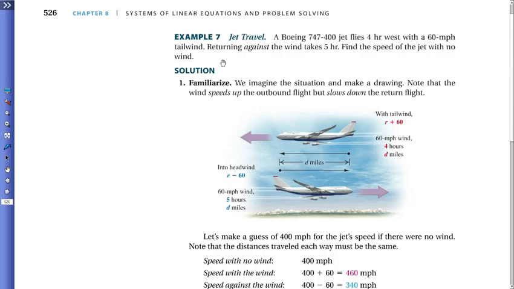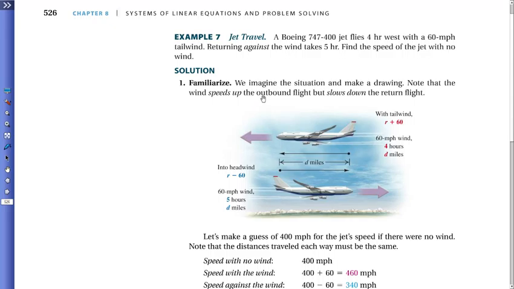And returning, they're assuming the speed of the wind is exactly the same, and when we return, we're going to fly against that 60 mile an hour wind, something called a headwind. So it's going to slow down the airplane by 60 miles per hour, which is indicated by the time it takes. The distance stays the same. It's from one location to the other and then back to your beginning location. So returning against the wind takes longer, 5 hours. They want us to find the speed of the jet with no wind.